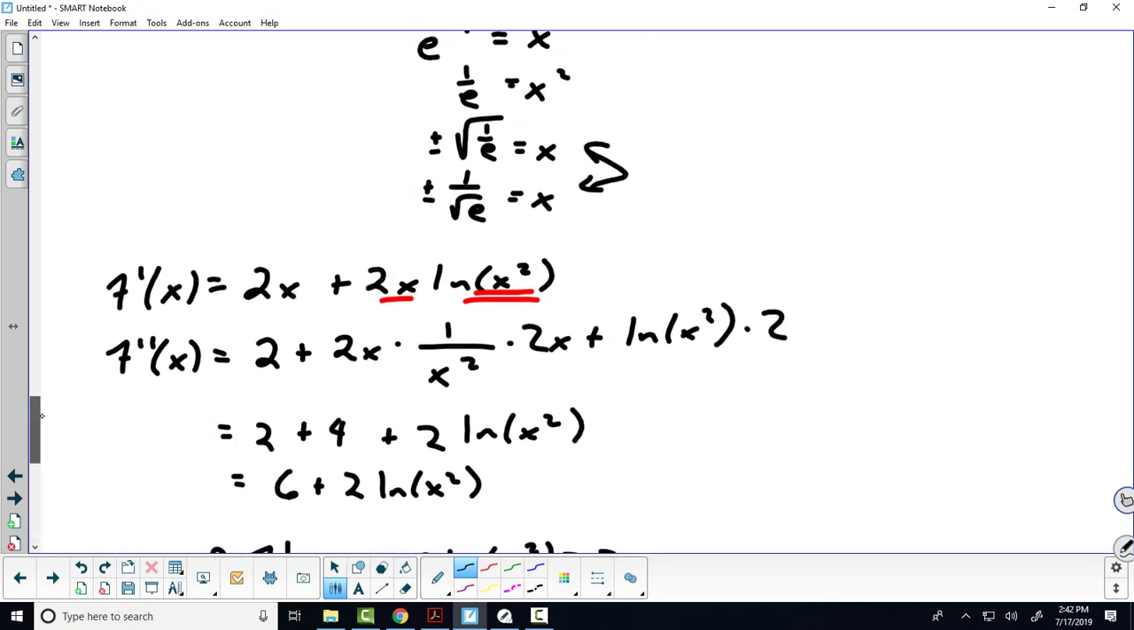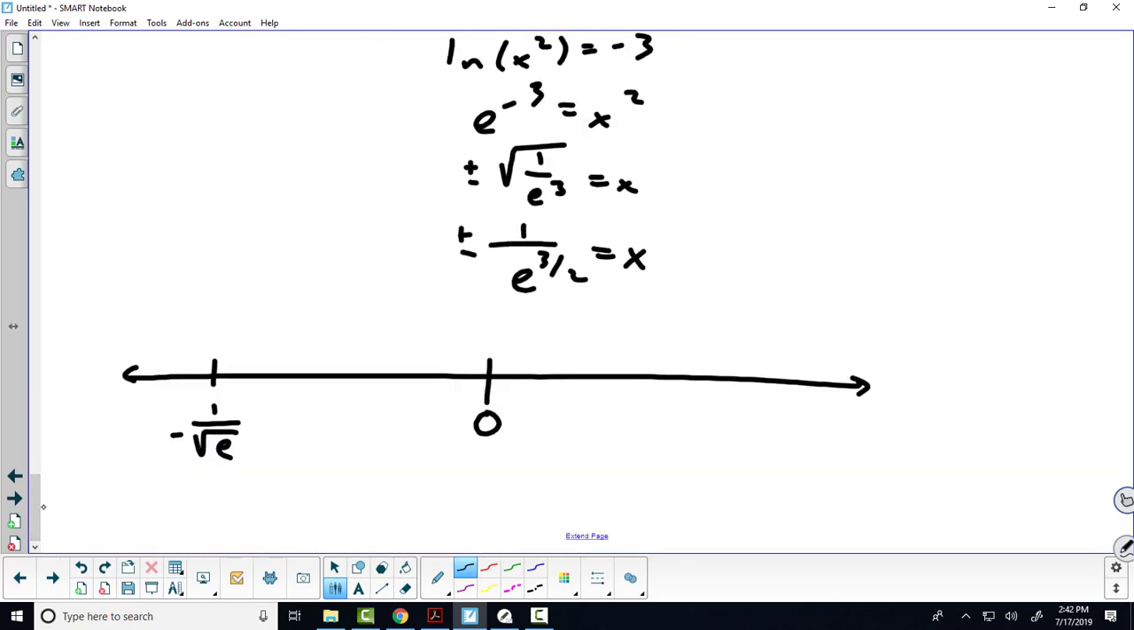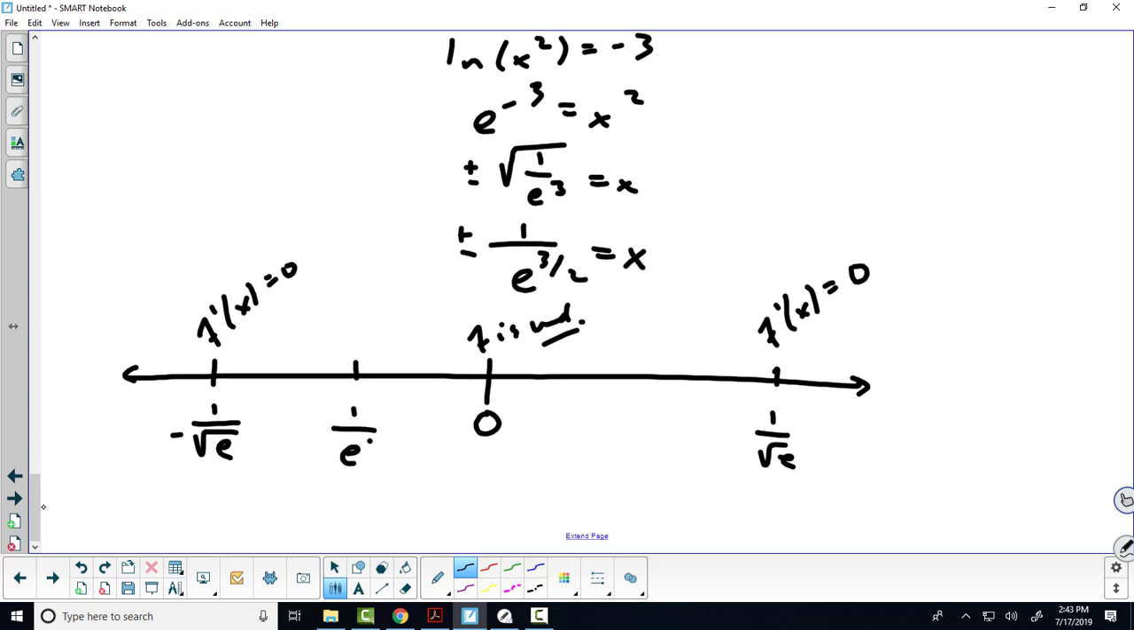That should be a minus sign, but yeah. Minus 1 over the square root of e and 1 over the square root of e. So these were when f prime of x was equal to 0, whereas this is where f is undefined. Then we also should put up where f prime has critical numbers, the potential locations for our inflection points, and those happen at minus 1 over e to the 2/3, and at 1 over e to the 2/3.